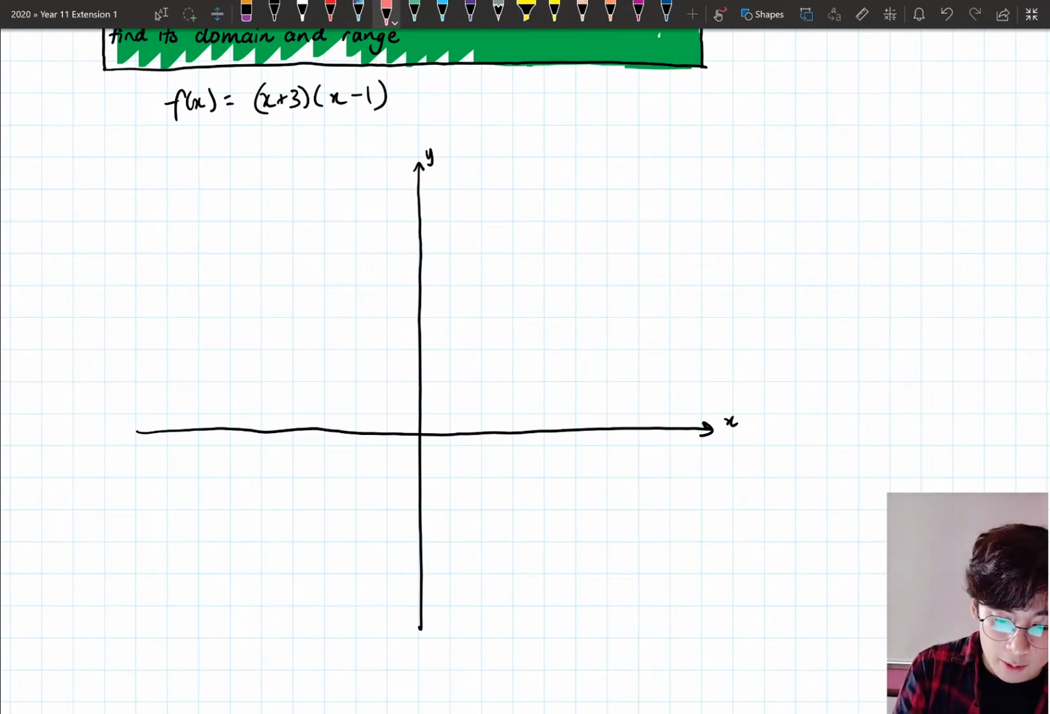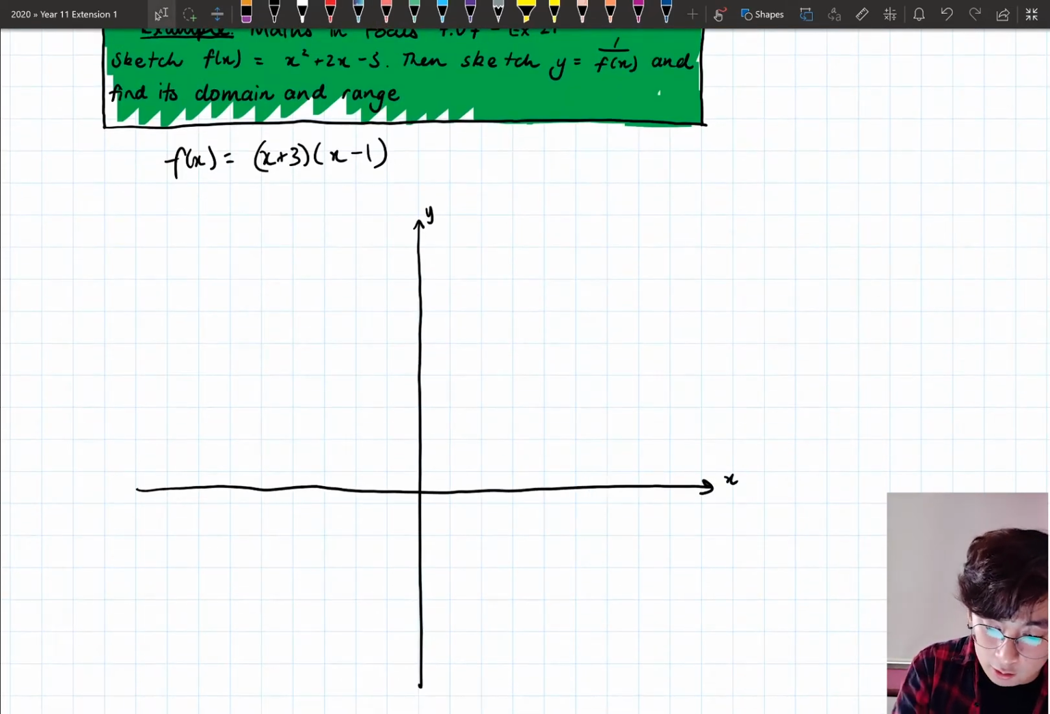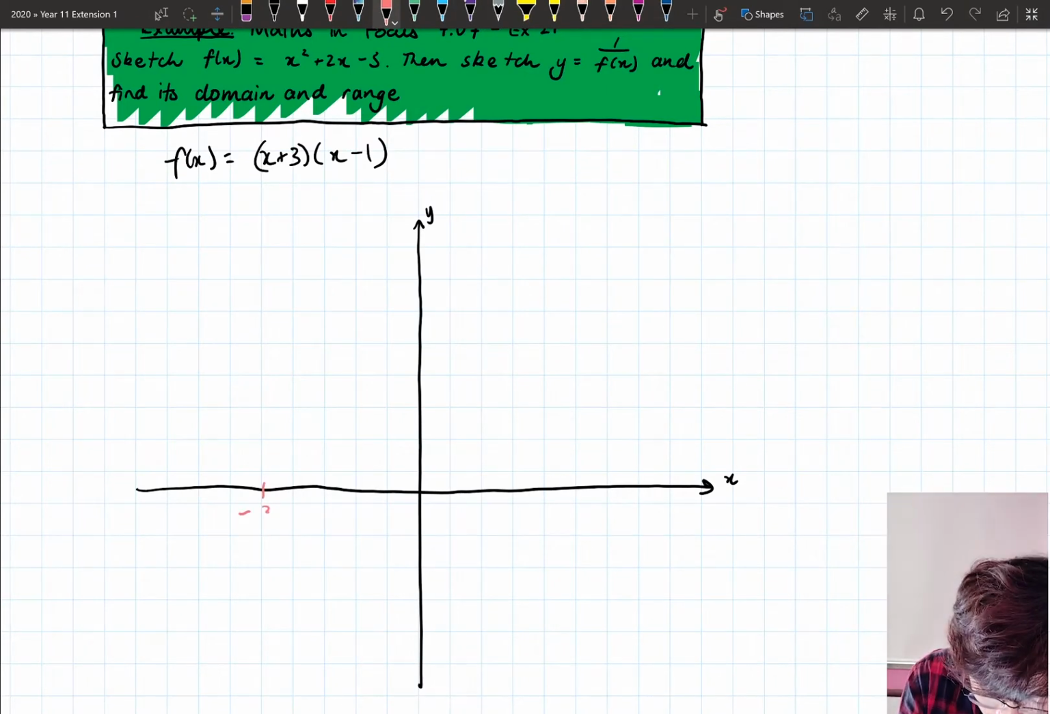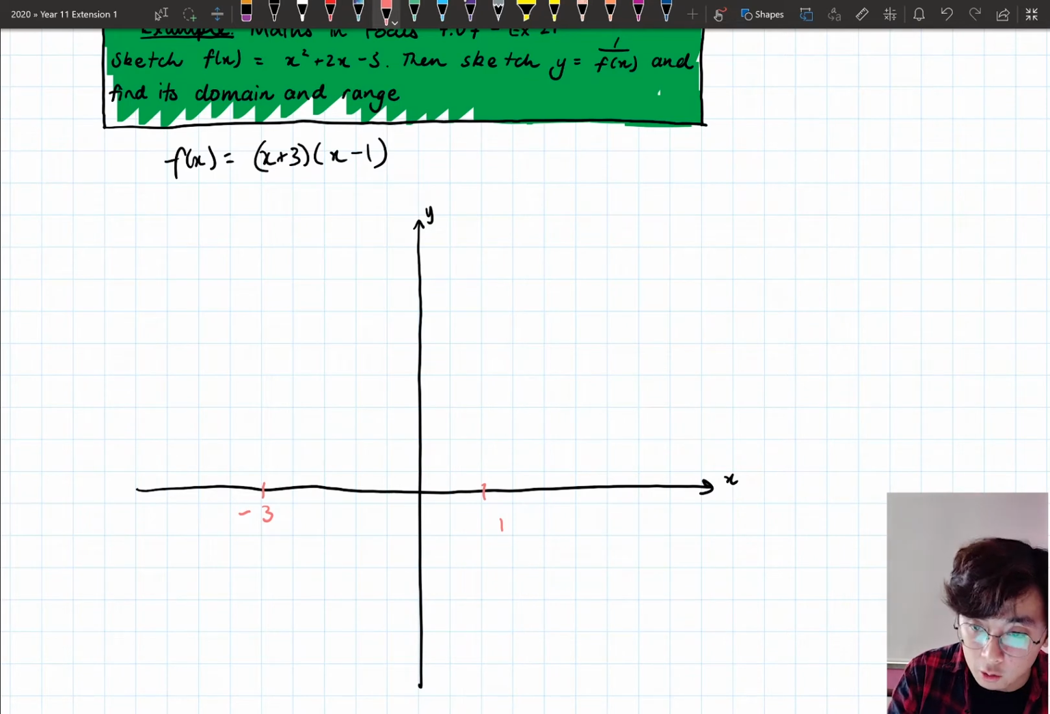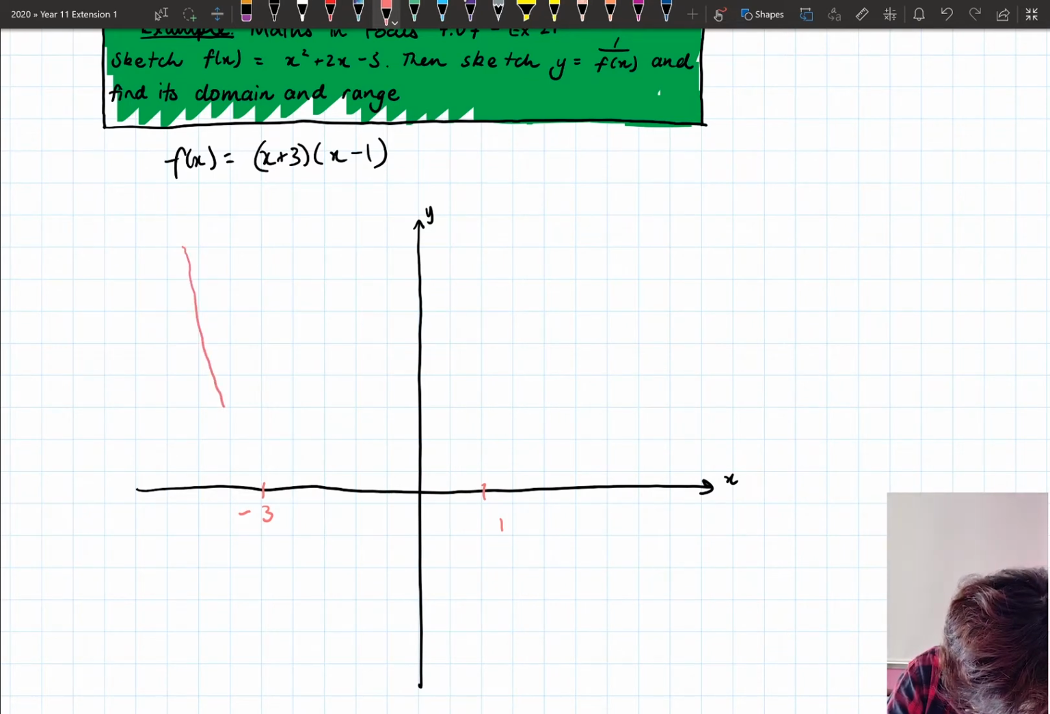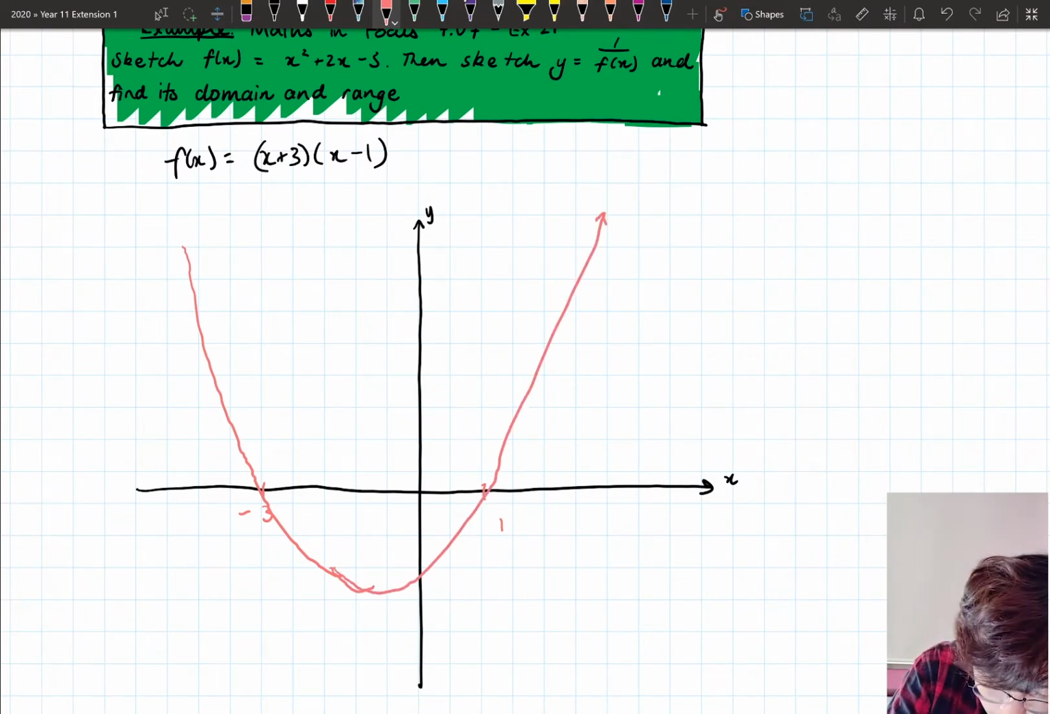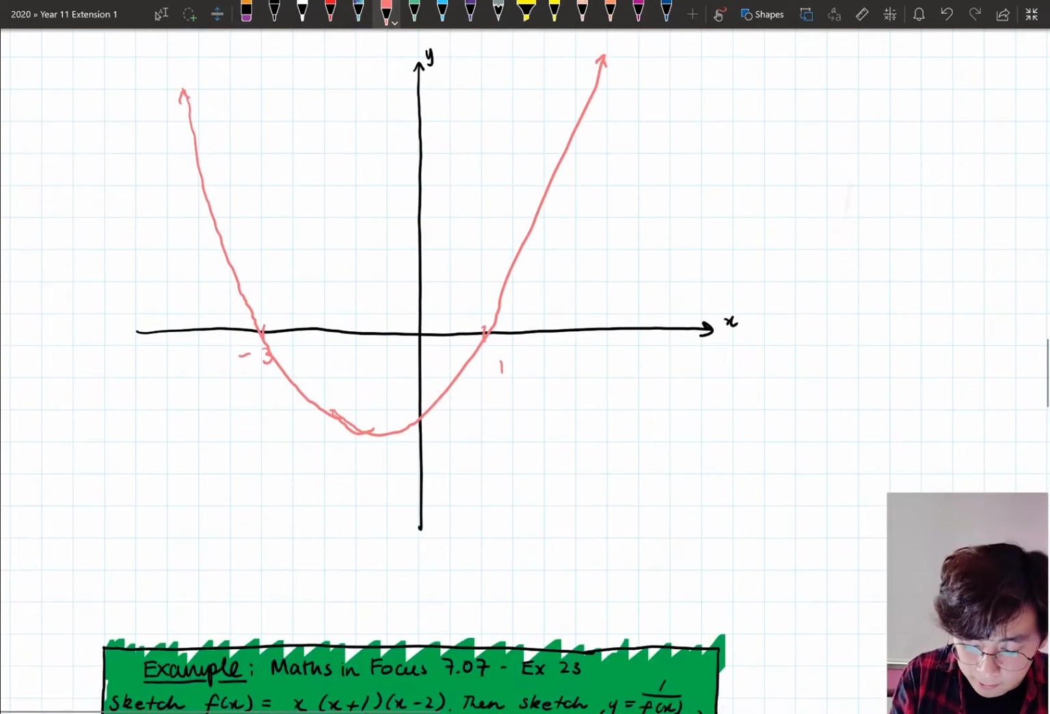So here, I'm going to draw f of x in this light red color. So I've got -3, 1. And so I'm going to get a graph that looks like this down here. Now, you would need to find the vertex as well. I've already done this in advance, just to make this a little bit easier for us. And I know this is a bit wonky, but that's fine.